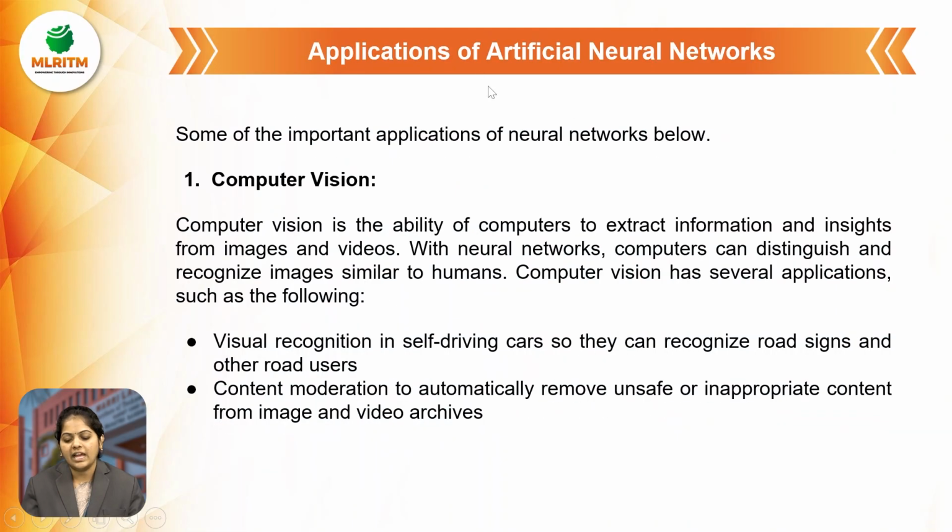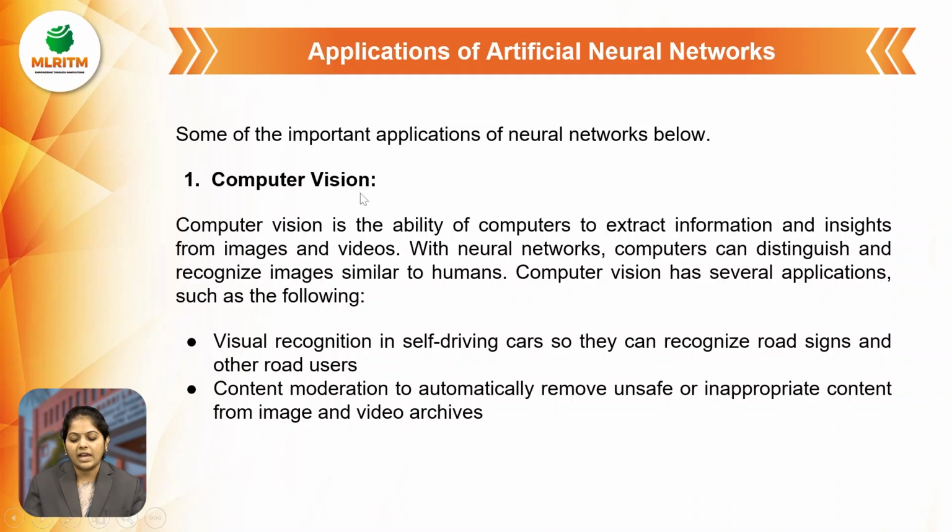Next, let's see the applications of artificial neural networks. In general, we are using artificial neural networks everywhere. Let's look at some applications here. The first one is computer vision. Computer vision is the ability of a computer to extract information and insights from images and videos. With a neural network, the computer can distinguish and recognize images similar to humans.